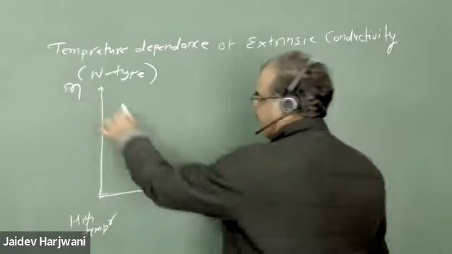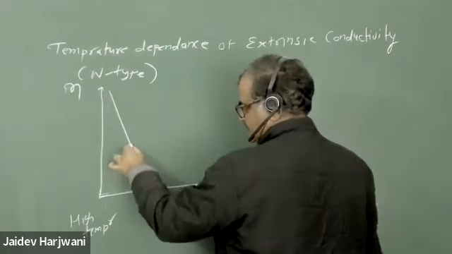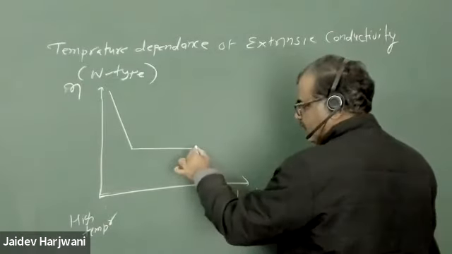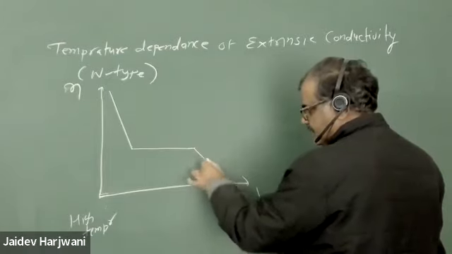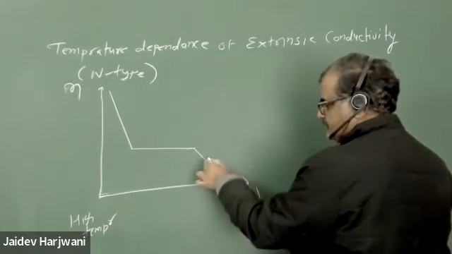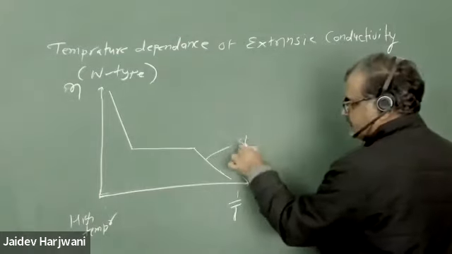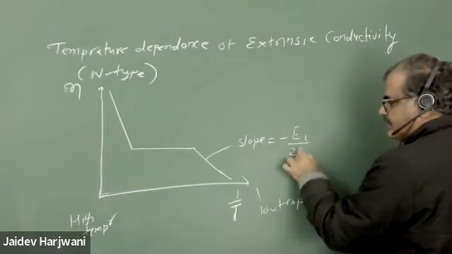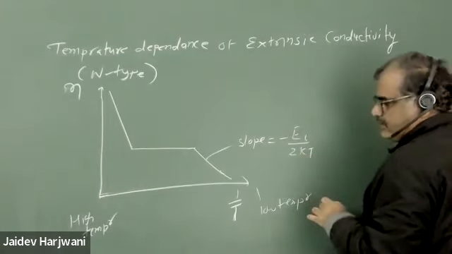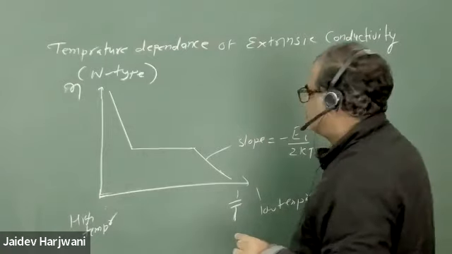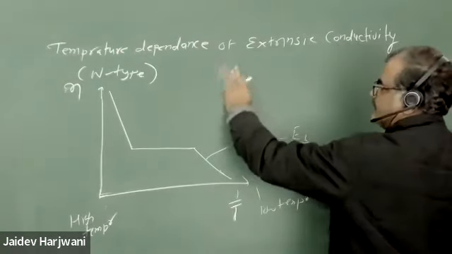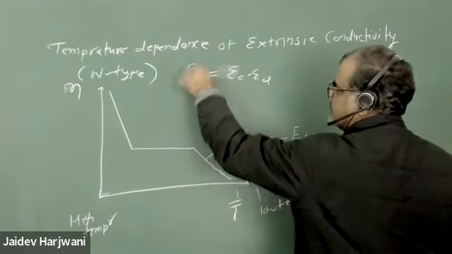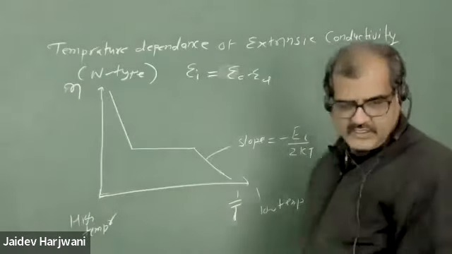Now if I plot the conductivity graph, it comes like this. Initially it's exponential, in between it is constant, and at low temperature it again shows a slope. So the slope of this graph is now minus Ei upon 2kT. Ec minus Ed, just now what have you written? Exponential of Ec minus Ed, and Ec minus Ed is your ionization energy.